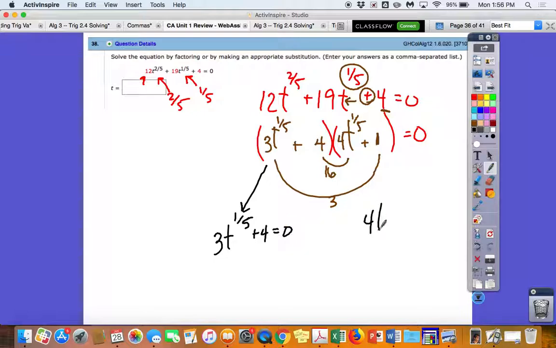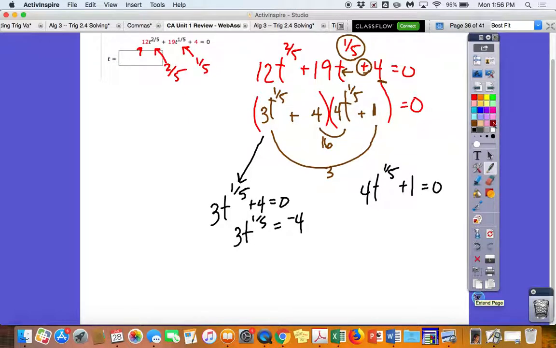Then I have 4t to the 1/5 plus 1 equals 0. All right? Start solving. 3t to the 1/5 equals negative 4. Same thing that we did earlier when we were dealing with the square root property. Anytime you do anything with a power, you've got to get it down to just that part. You've got to isolate the exponent. So do your division first. Now t to the 1/5 equals negative 4/3. To counteract this 1/5, the inverse is the reciprocal power, 5 over 1. So you're going to raise it to the 5th.